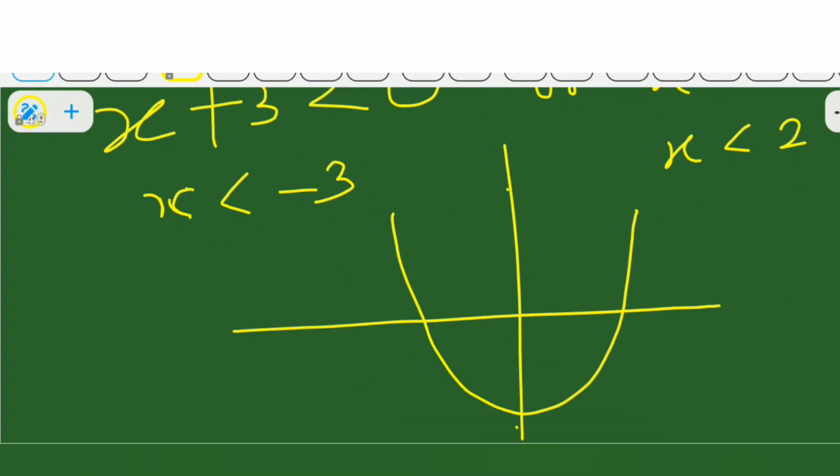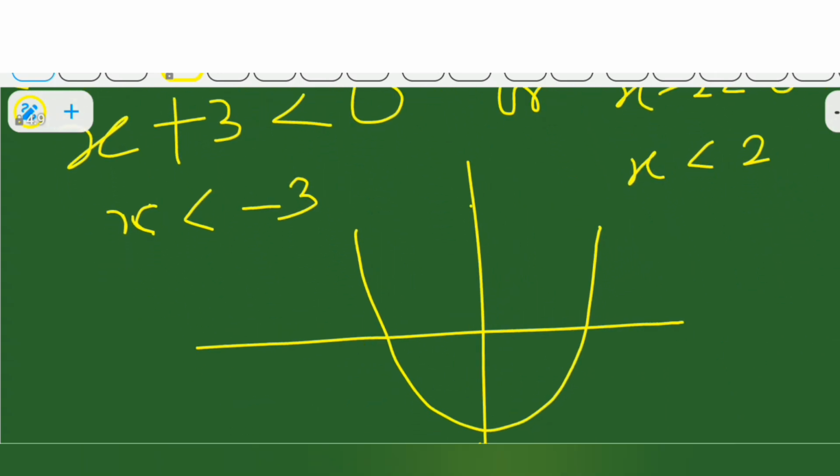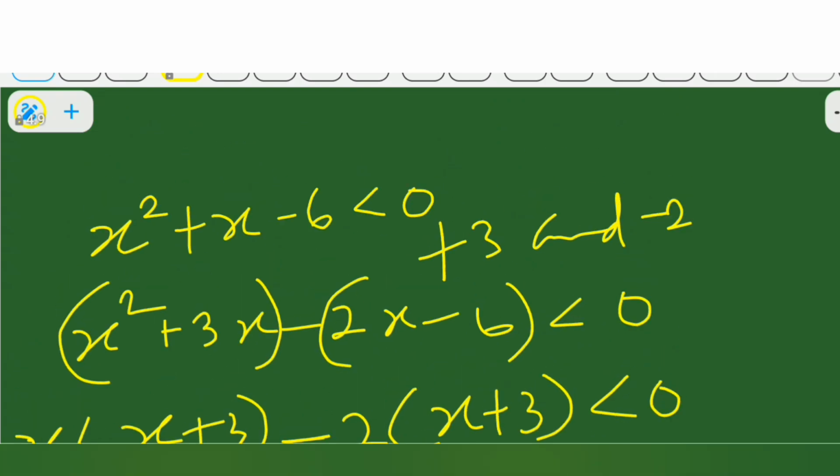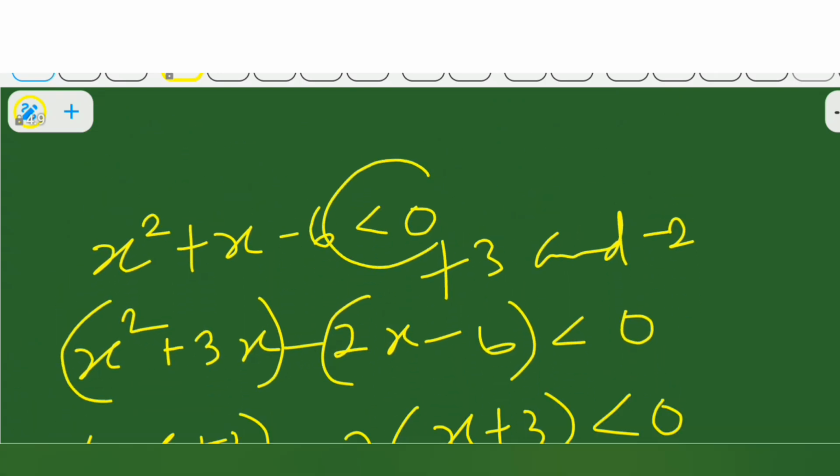Then at this point here, you already have your answers. This one is positive 2. That's the one that will be here. So this one is negative 3. That's the one that will be here. So at this point, what they're asking you now is just check the question where they're asking you for less than or greater than. Check the question again. You will see that they're asking you for less than 0.